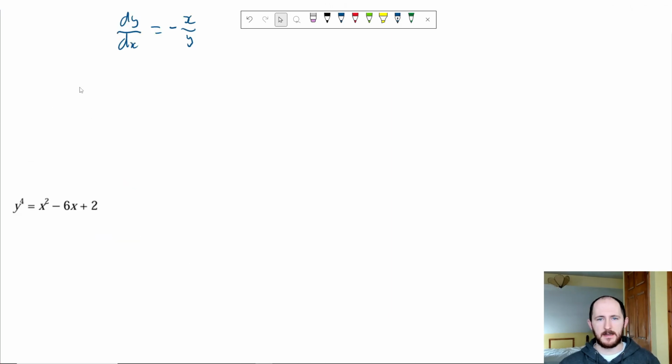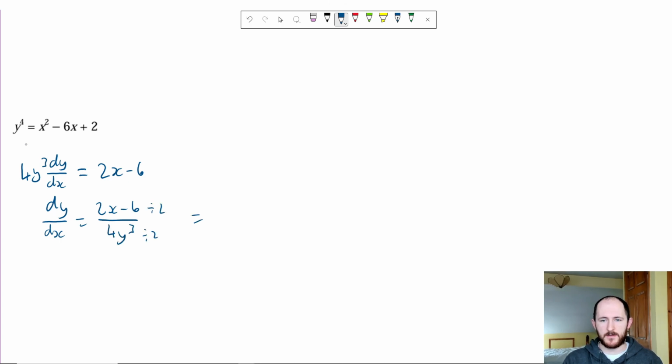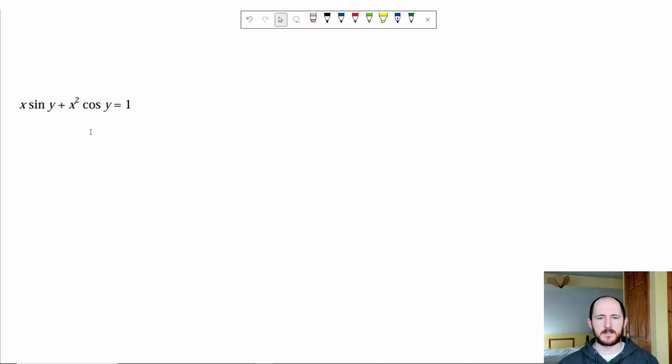So again, this is just part B of the question here, find dy by dx. So we differentiate with respect to x. So here we'd have 4y cubed dy by dx equals 2x minus 6. So divide both sides by 4y cubed. We could divide everything by 2 as well, just in case they wanted us to simplify. We get x minus 3 over 2y cubed for dy by dx, which is fairly nice. So as promised, I'm going to give you one that's slightly harder.